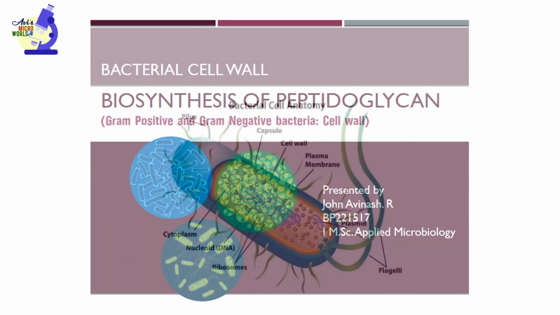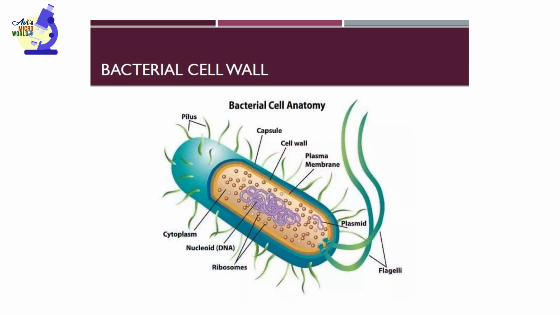First, let us locate where the cell wall is. We all know that every cell is made up of the cell wall, especially the bacterial cell is made up of cell wall, and below that there is the plasma membrane.